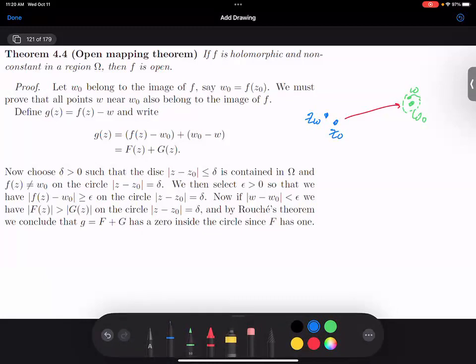So we have to show that no matter what point I choose near w naught, as long as my disk about w naught is sufficiently small, there's always going to be something that's mapped to it. Maybe if I choose a very large disk, I'm going to have trouble and not everything is going to be hit. But if I make the disk sufficiently small, that's all I need for an open set. A set is open if about any point you can draw a little disk and everything in that disk is in your set. Depending on where you are, the size of the disk is varying.